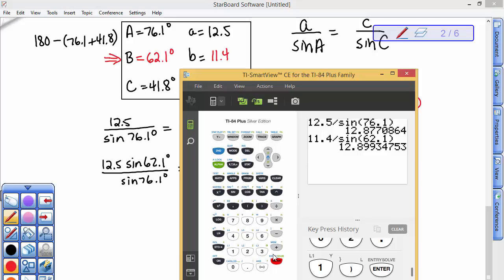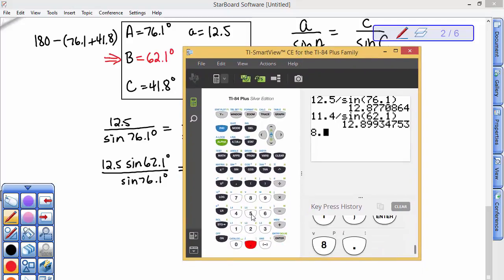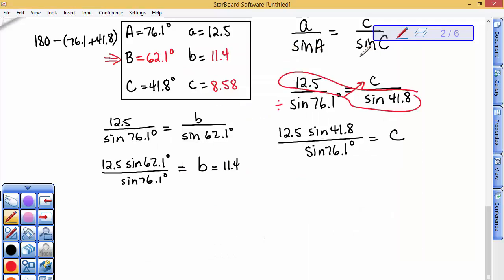Good enough. And see if that equals side c, which was 8.58, divided by the sine of 41.8. And see if that's close to 12.87, 12.88, 12.89. It's not going to be exactly the same, but if those ratios are the same, then we know we did this problem correctly.